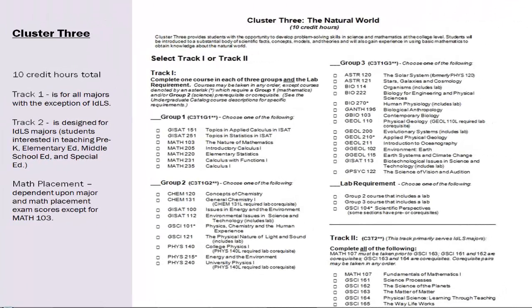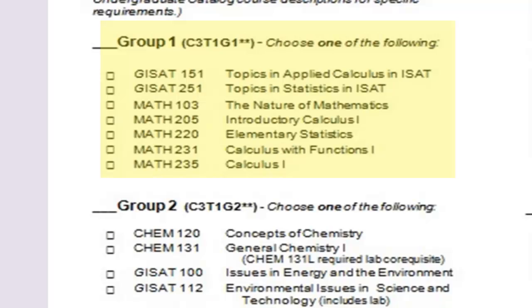Cluster 3 revolves around the natural world. The courses you take in this cluster are heavily dependent on your major and your math placement exam scores. ISAT majors generally take the ISAT math courses. Many majors will require a specific math area such as calculus or statistics. A few majors do not require a specific math area, so Math 103 is a viable option for students in these majors.